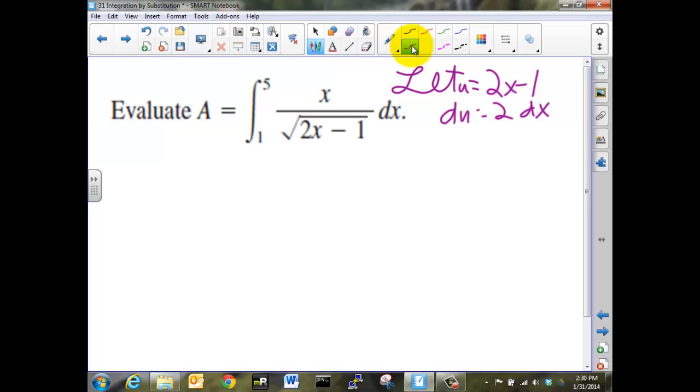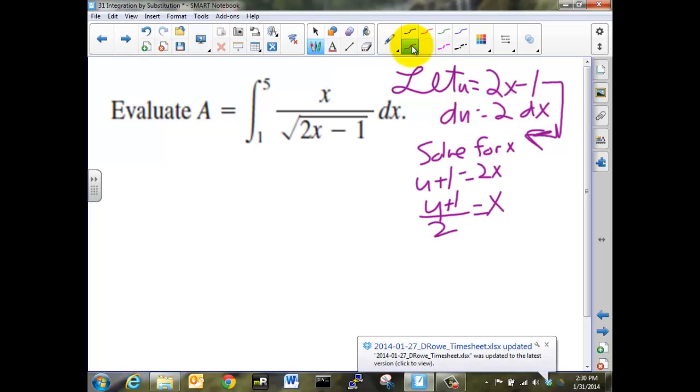We have an x. So that's a clue that we do what? Divide by the du. Wait, can you do that? No, we can't divide by the du. Solve for u or what? Solve for x? Right. Now we need to take this top equation here and solve for x. So if we do that, we get u plus 1 equals 2x. So u plus 1 over 2 equals x.